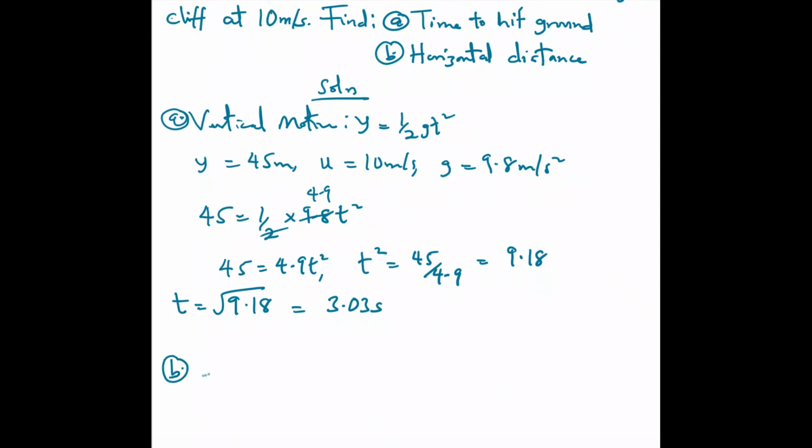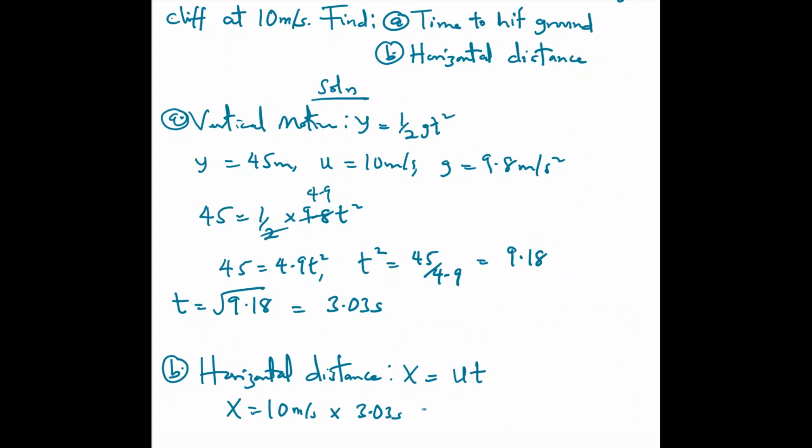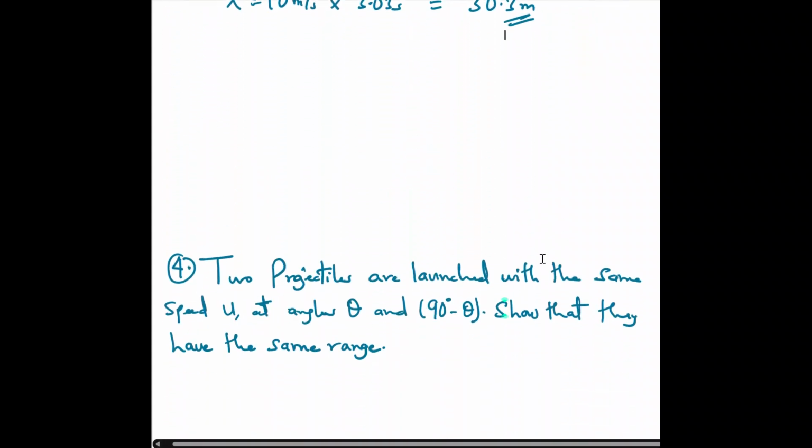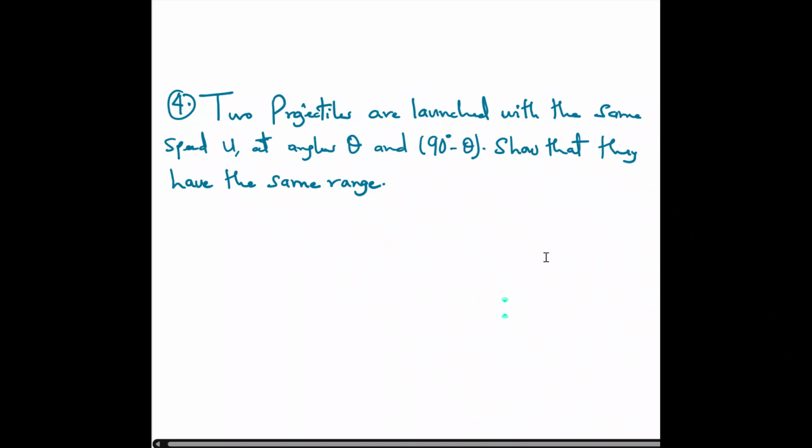So if we have to find the horizontal, let's find the horizontal distance. So to find the horizontal distance, that will be x is equal to velocity times the time. So the velocity is 10 meters per second, so that's 10 meters per second times the time that's gotten, which is 3.03 seconds. So the horizontal distance will be 30.3 meters. So that will be the answer for that question.